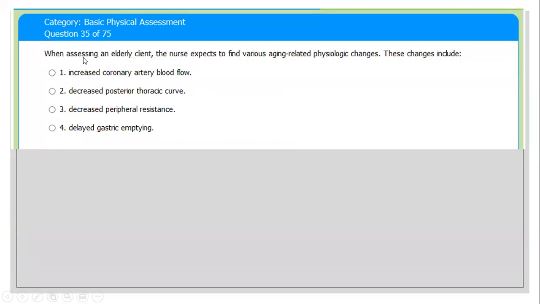Next question. When assessing an elderly client, the nurse expects to find various age-related physiological changes. These changes include: number one, increased coronary artery blood flow; number two, decreased posterior thoracic curve; number three, decreased peripheral resistance; number four, delayed gastric emptying. So physiological changes occur with aging. In all, it is very natural.